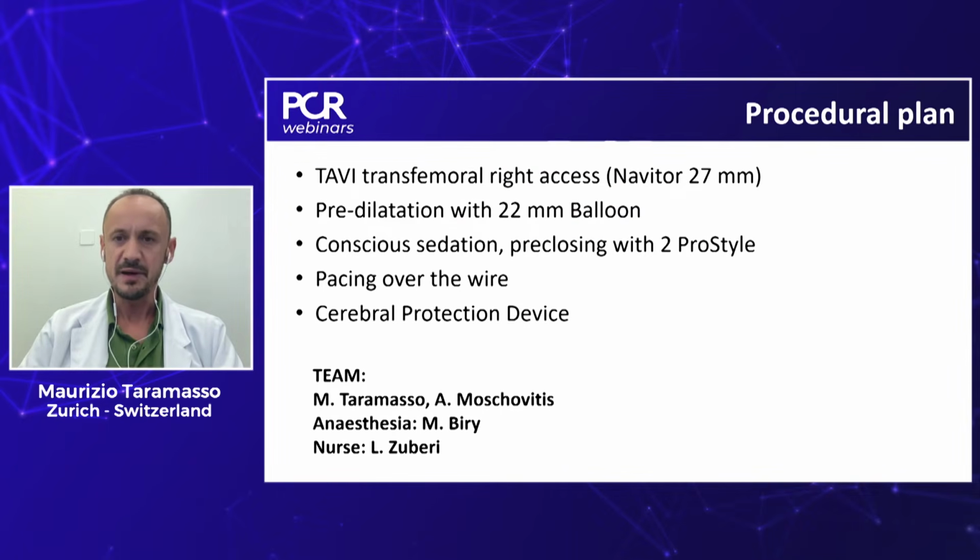And this is the plan for this case. So implantation of a Navitor 27 through right femoral access. We do predilatation in basically all cases of aortic stenosis, even if the calcification pattern is not severe. We obviously perform the cases in conscious sedation, and we perform closure with 2 ProStyle, and then we pace over the wire and we use a cerebral protection device. I don't know if you have any comment on patient indication or planning.